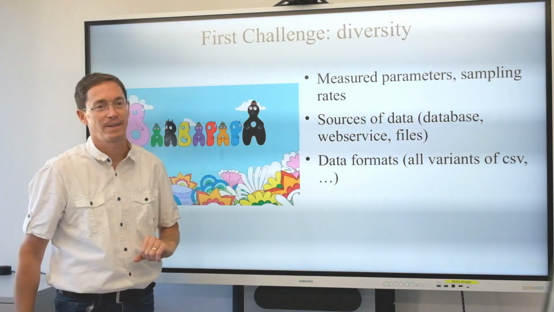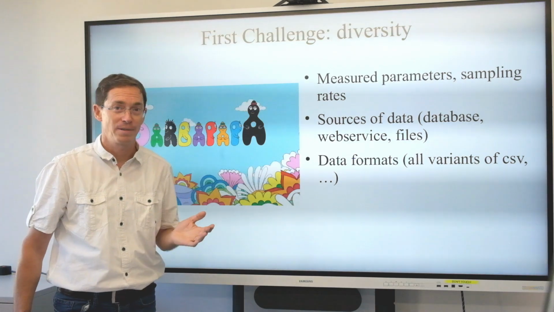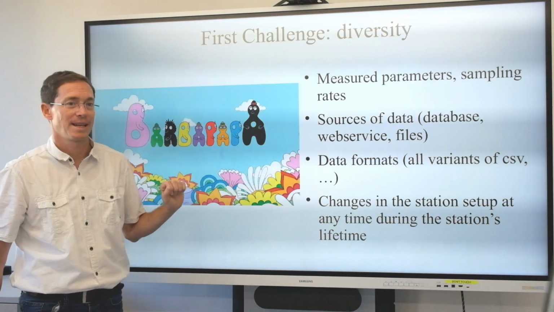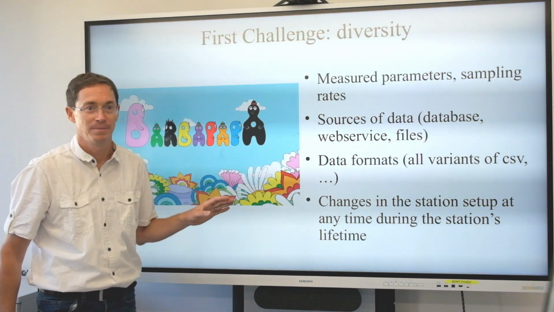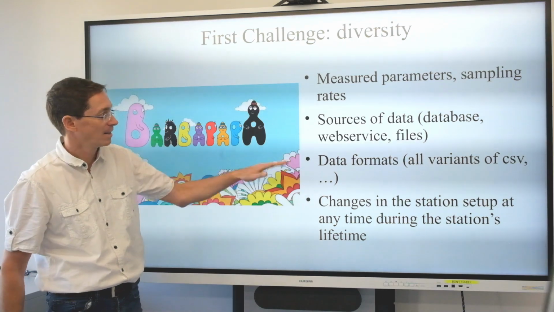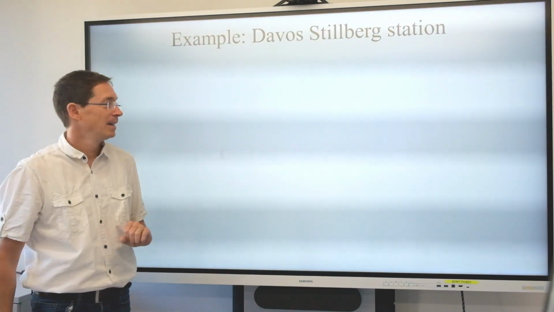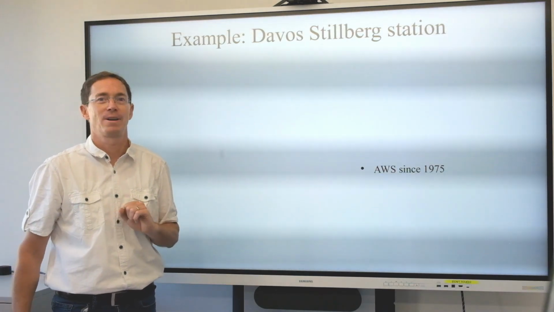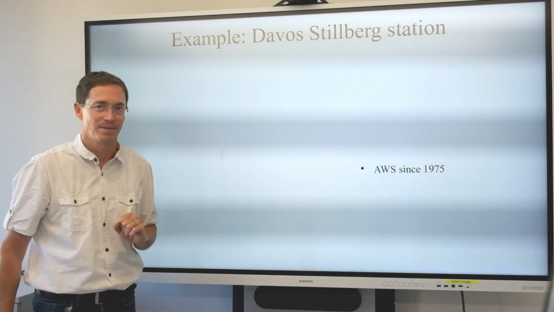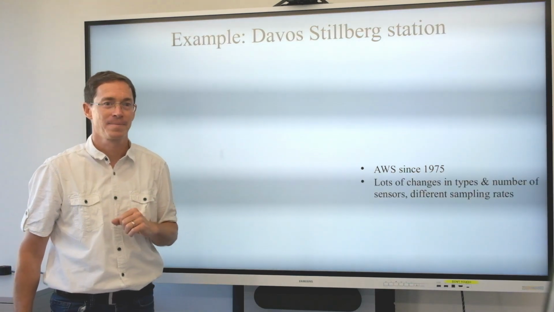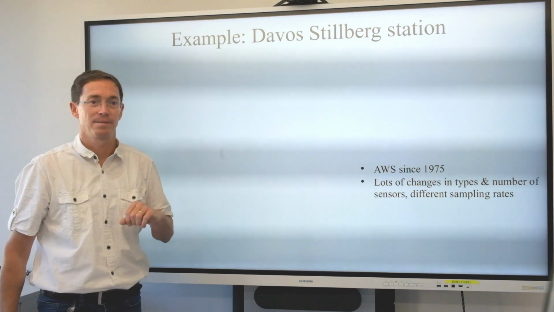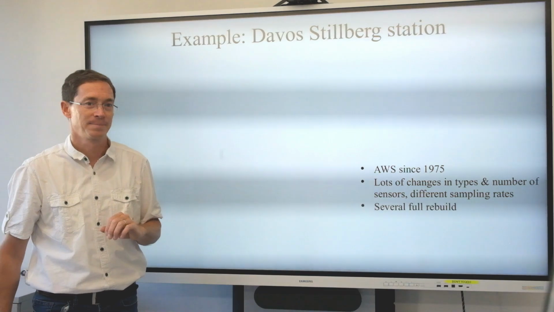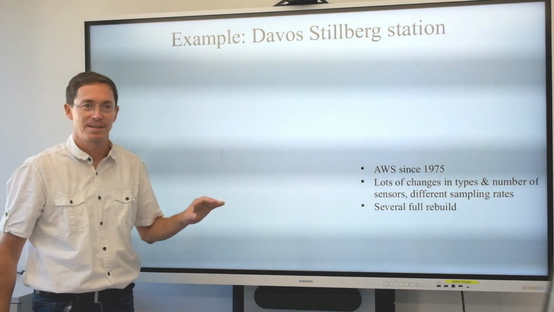I've seen all kinds of variants of CSV files, and also binary files like TOP 2 or 3. And you might also have changes in the station setup at any time during the station lifetime, and any number of changes, impacting all of the above. If I look, for example, at the Davos Stilberg station, it's a research automatic weather station that got installed in 1975 and has been running since then. It has seen lots of changes in terms of types and number of sensors. It has seen different sampling rates. It has been fully rebuilt several times.